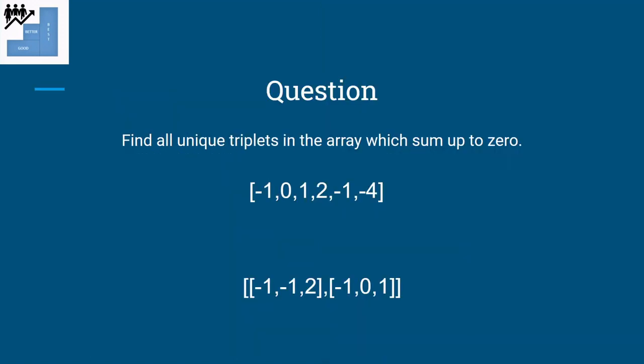So the question basically states that you are given an array and you need to find a set of unique numbers which sum up to 0. So in this case, it is minus 1, 2, minus 1, 0, 1. These are the two triplets that exist in the array which sum up to 0. How are we going to do this?